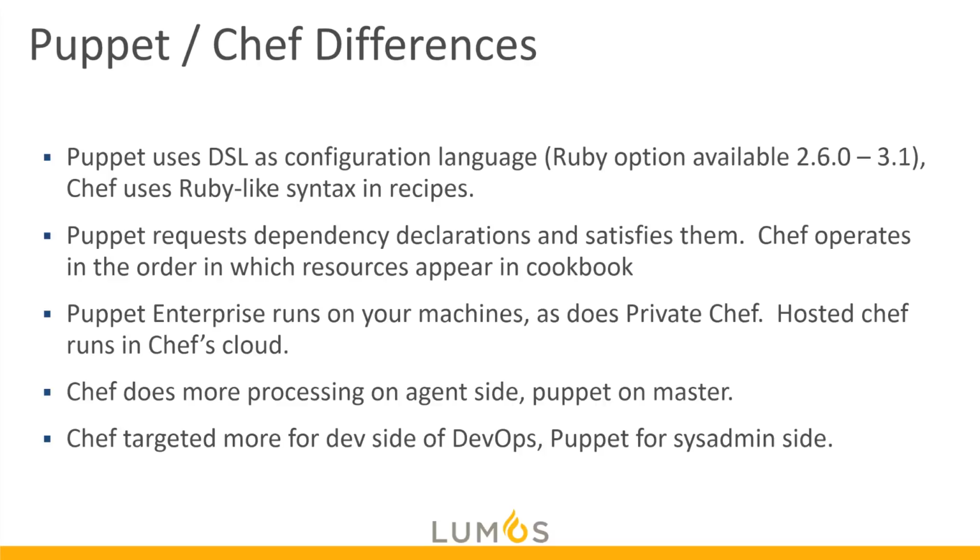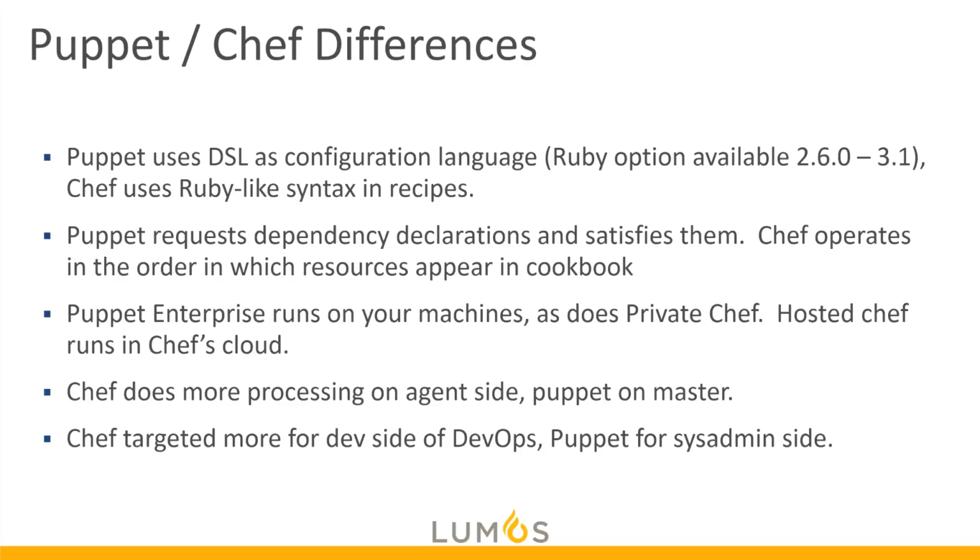Puppet uses a domain-specific language in its configuration files, so we took a brief look at that, whereas Chef uses Ruby or Ruby-like syntax as it was written in Ruby. So Puppet resources have dependency declarations and they satisfy them when the declarations are made. Chef operates essentially in the order in which the resources appear in a cookbook. So a little bit different in how things are applied between the two.